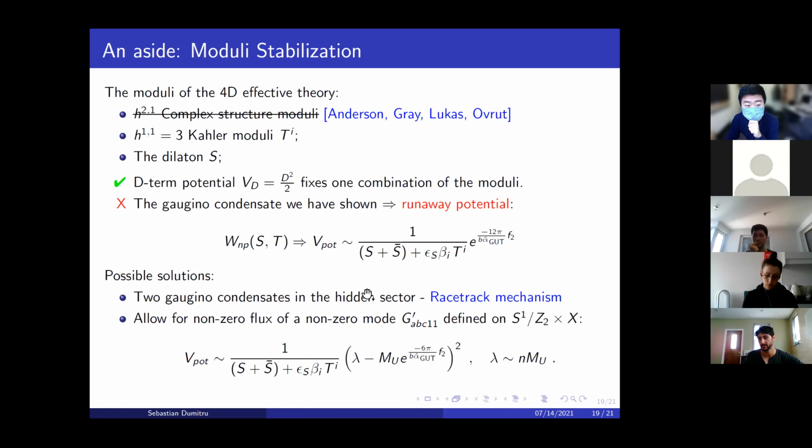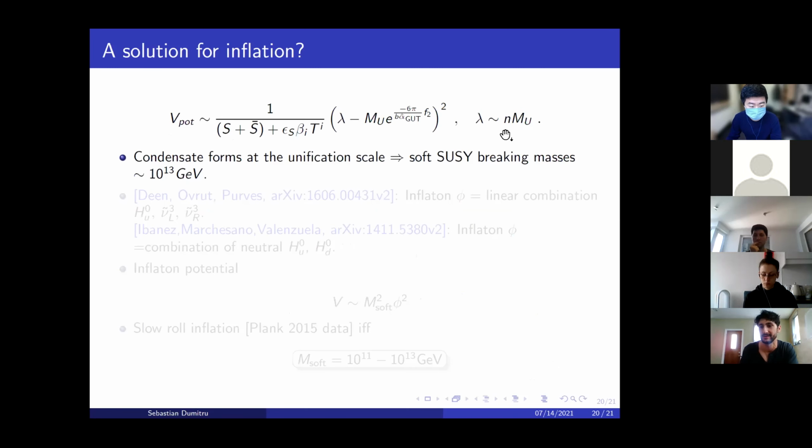We can ask that we form two gaugino condensates. We don't have to break the hidden E8 into E7 cross U1. We can break it into two non-abelian groups, and we can create a race-track mechanism. Another way is to turn on non-zero flux for a non-zero mode G prime, defined on the bulk of the theory. This would generate a potential that generally has this form. Here, lambda is a constant which has the size of the unification scale, and here, this is the gaugino condensate scale. So you could get a vanishing potential, and you could stabilize the moduli in this way by turning on this flux. The problem with this is that lambda has the size of the unification scale, so it means that you need to break SUSY at a very high scale, around 10 to the 13 GeV.